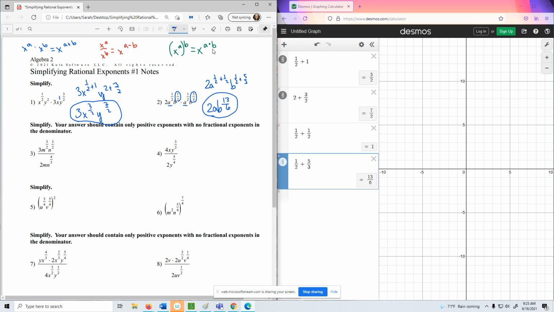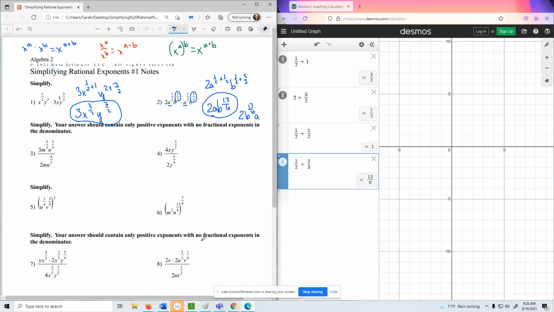When you're doing these on your own, if you do your exponents in different orders, for instance, if you did 2b to the 13/6 and then a, that is perfectly fine. We do want the coefficient in front, but the order of the variables is not very important.